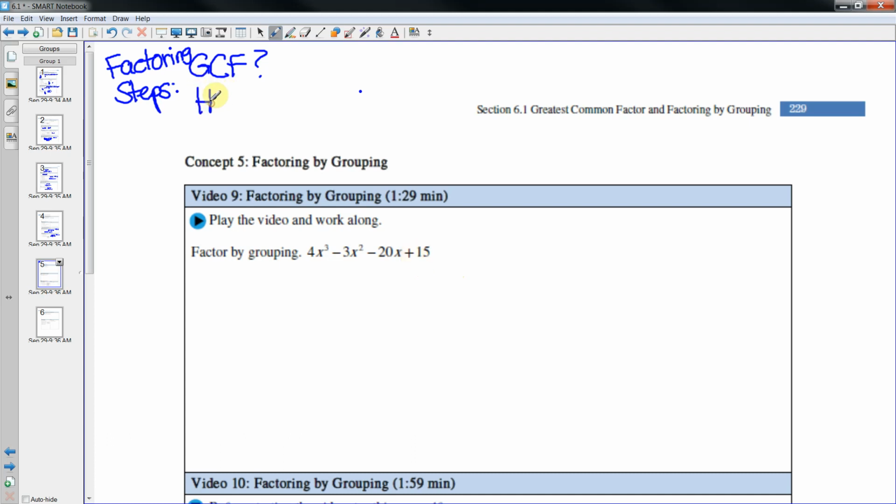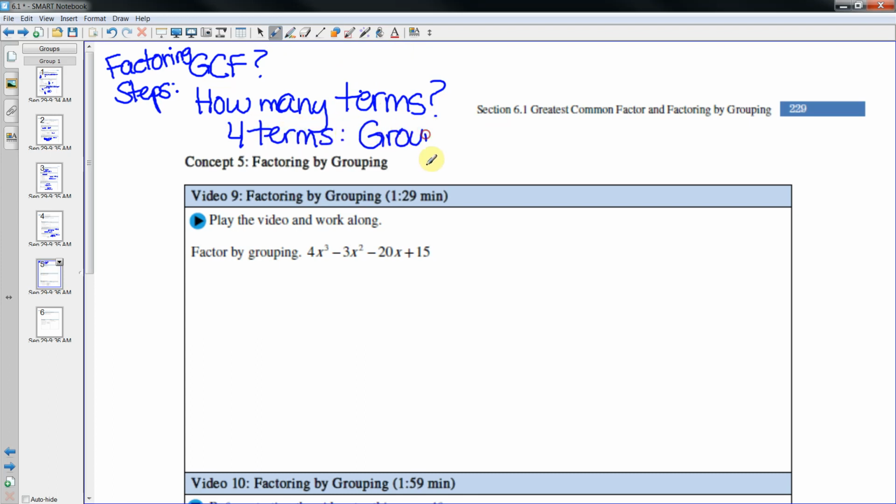Alright, so then after that, we're going to ask ourselves, how many terms do we have? Well, if I could spell. Let's see if I can spell it right this time. How many terms? And as we move through the sections, I'm going to be talking about how to treat different numbers of terms. So the first one we're going to do is if we have 4 terms. We do a method called grouping. Now grouping means putting some things together.